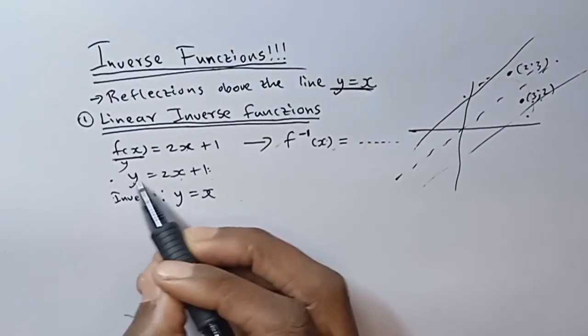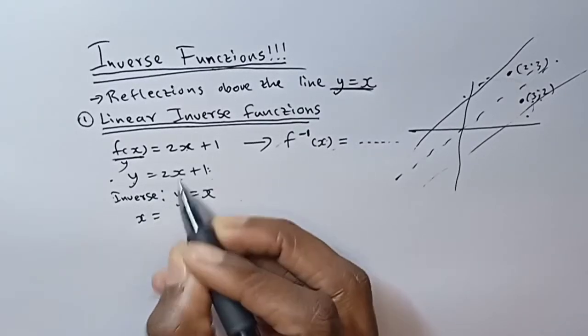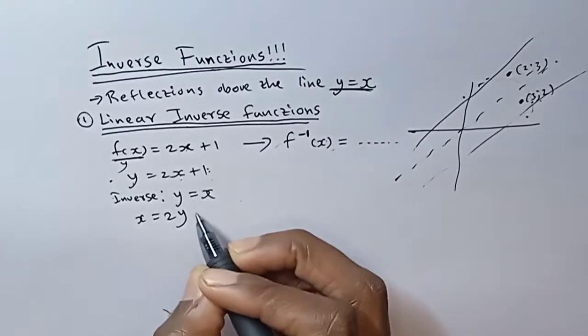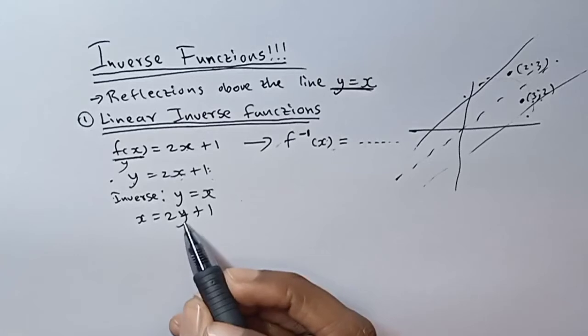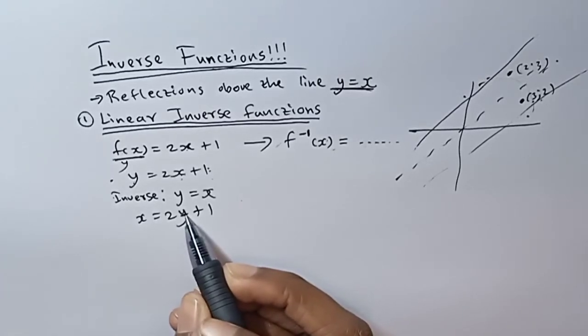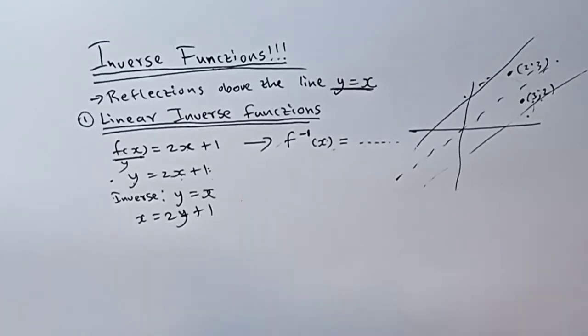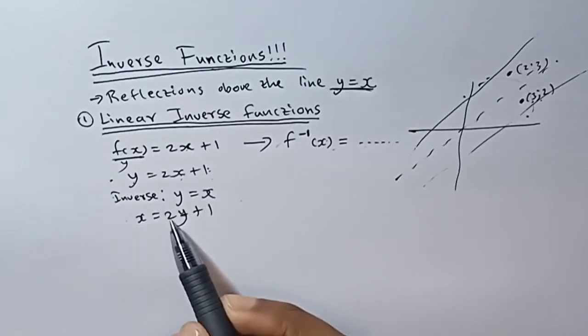So I will substitute y by x, and I will substitute x by y. Then I have this. Remember, a function is only readable or comprehensible when the y is the subject of the formula. So the next step is to make y the subject of the formula by applying algebraic manipulations: transpose, divide by the coefficient.